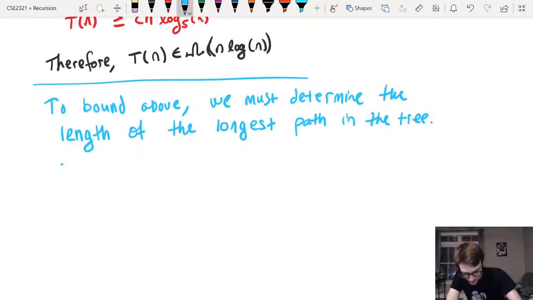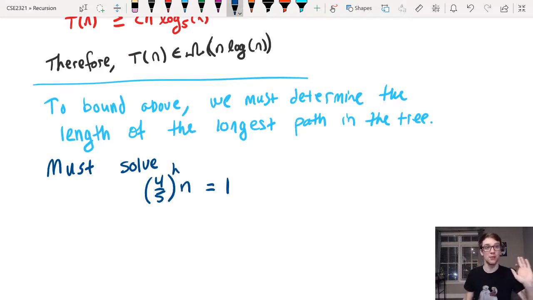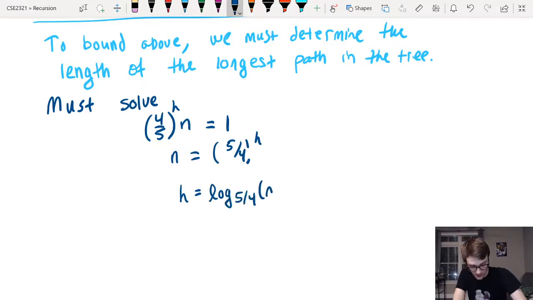So we must solve 4/5 times n to the h is equal to 1. Let's write that nicer. I'm going to do the algebra in a different way than you might do here because we need to be cautious. Log bases with a base less than 1 behave very differently than log bases with a base greater than 1. So I do not want to divide by n and take a log base 4/5. That would cause a lot of problems with my analysis. So instead, I'm going to multiply by 5/4 to the h, and then solve for h. H is equal to log base 5/4 of n.